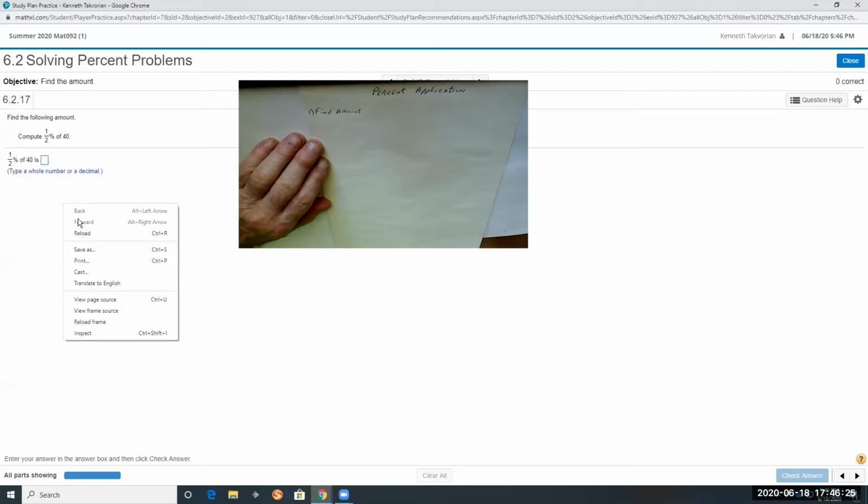by 40. So when we're looking for the amount, it's a percent times the base is equal to the amount. So 0.5% times 40 is the translation. Now we interpret what this percent is. Remember the percent symbol we can drop. Well, before we drop it, let's change 1/2 into a decimal.